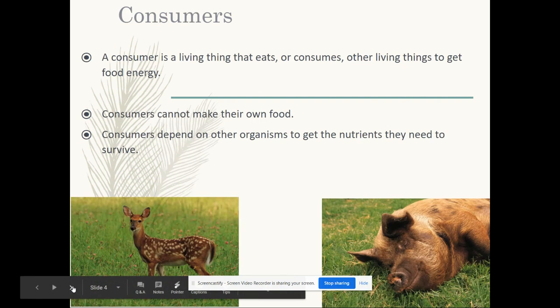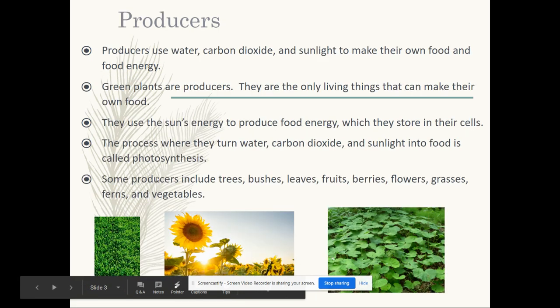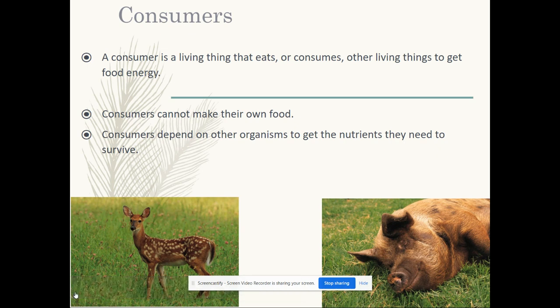Apart from producers, we also have consumers. Now, a consumer is a living thing that eats other living things to get their energy. In other words, consumers cannot make their own food. They cannot conduct photosynthesis. That's why they are so dependent on other organisms to get the nutrients and energy they need. Now, these consumers can eat producers, such as plants, or they can eat other consumers, which would be animals, for example. It all depends on the type of consumer.